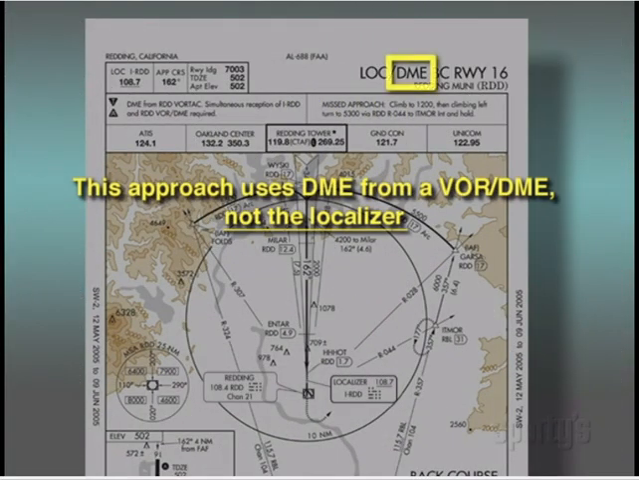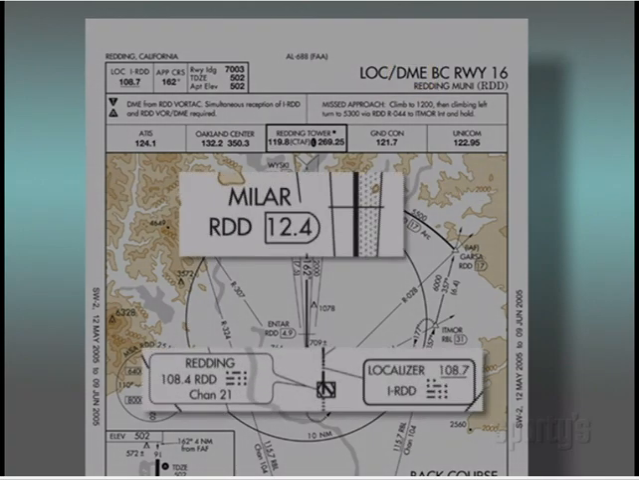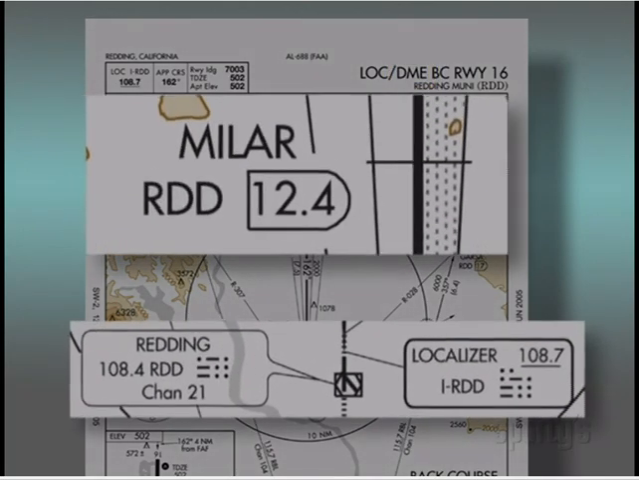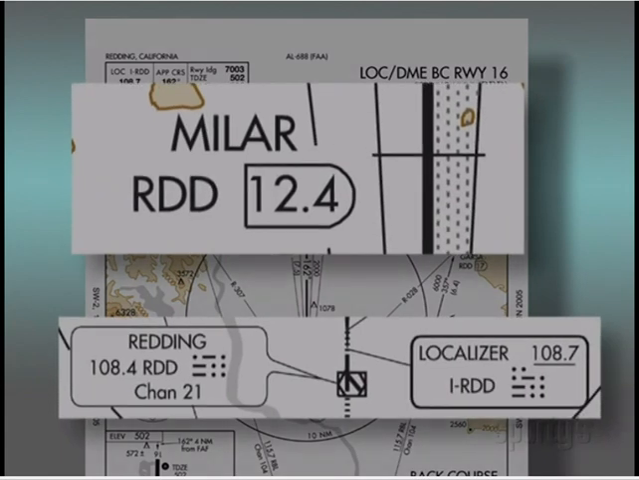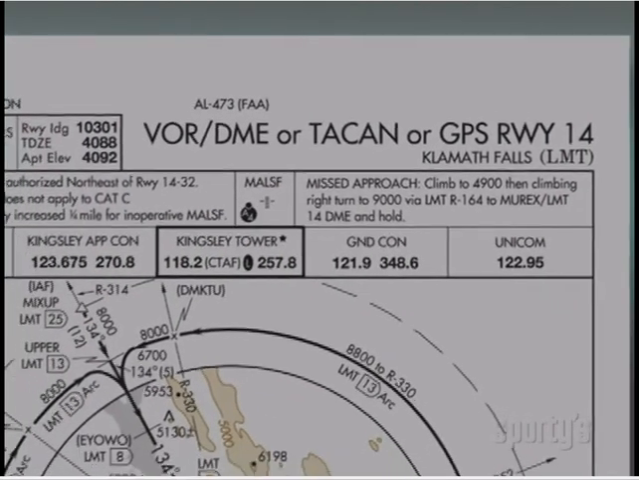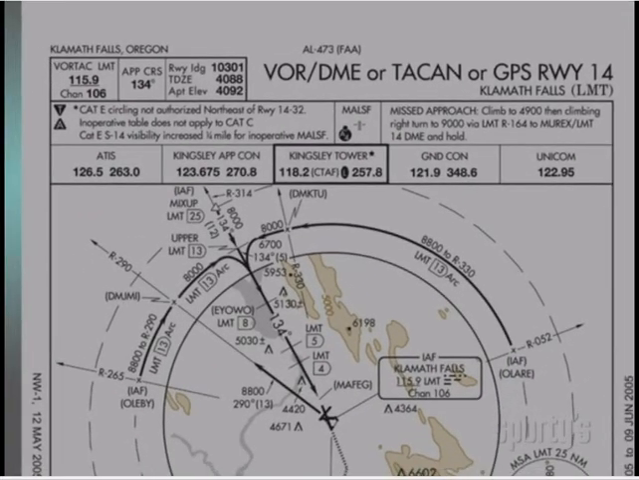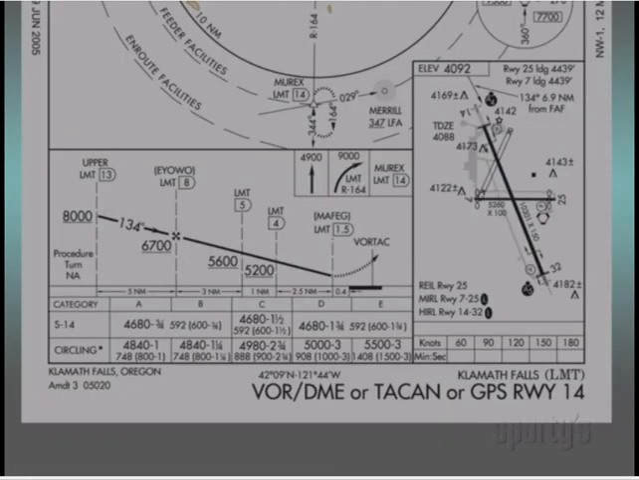The localizer DME backcourse approach at Redding, California uses DME fixes off the Redding VOR DME instead of the localizer. The DME distance symbols show the VOR DME identifier, RDD. At Klamath Falls, Oregon, this approach to runway 14 uses the Klamath Falls VORTAC to define step-down fixes on the final approach segment as well as the missed approach point.